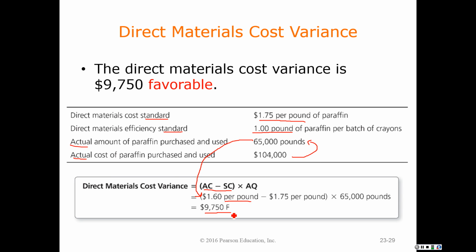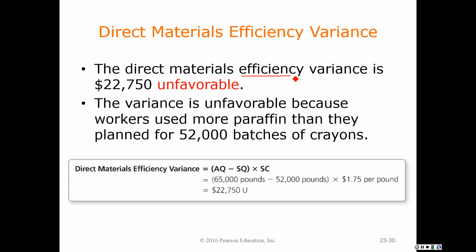That's a good thing. Unless purchasing cheaper materials means I purchase cheaper quality materials, which means that the paraffin may not melt correctly. It may jam my machines. So for whatever reason, if I bought a lower quality material, then is it going to cause problems with my efficiency variance? Well, this was cost. Let's move to the next slide and look at efficiency.